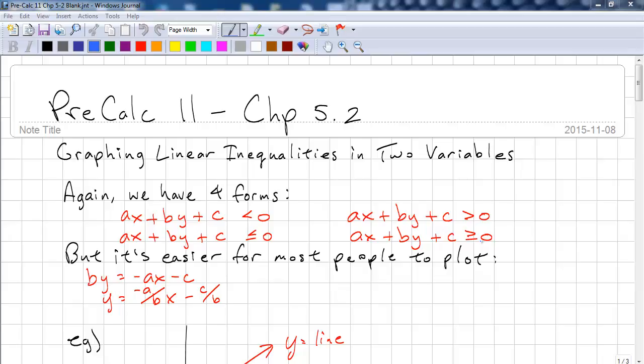Now, it's easier for most people to plot in slope-intercept form. So to convert this into slope-intercept form, we move the ax and the c over to the other side. They both become negative. And then we divide both sides by b, and we get the following formula. Minus a over b, x, that's our slope, minus c over b, and that's our intercept. Then we simply have the condition where y is below the line, below or equal to the line, y is greater than the line, y is greater than or equal to the line.